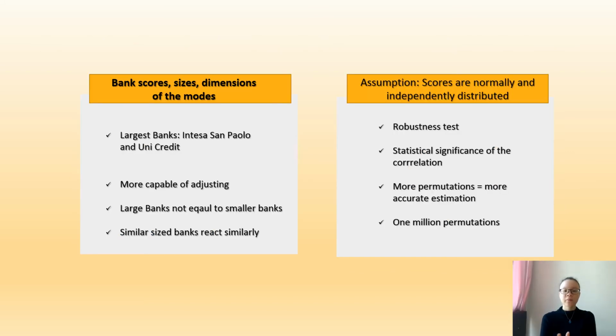The relationship between bank scores, bank size, and the dimension of the notes. Intesa Sanpaolo and UniCredit are highly correlated and are the largest banks in the sample. It was reasonably assumed that those banks are more capable of adjusting their financial reports model to fulfill regulatory requirements and investors' needs of information. Large banks operate in more sectors than smaller ones. Thus, their financial reporting should reasonably provide information about a wide range of topics.